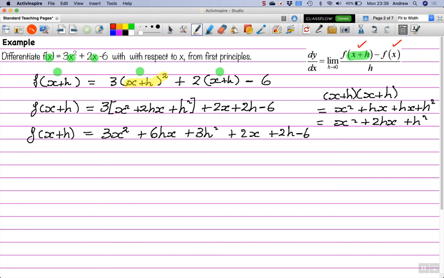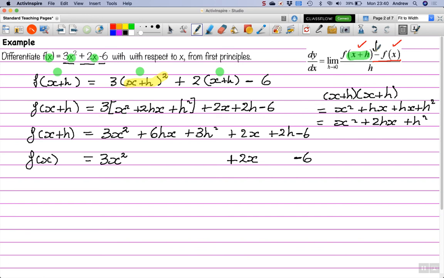What we're going to do now is we need to do the f of x bit. So underneath this, I'm now writing f of x. And f of x, go back to the question, is equal to 3x squared plus 2x minus 6. So I'm going to write the 3x squared underneath the 3x squared, the plus 2x underneath the plus 2x, and the minus 6 under the minus 6.